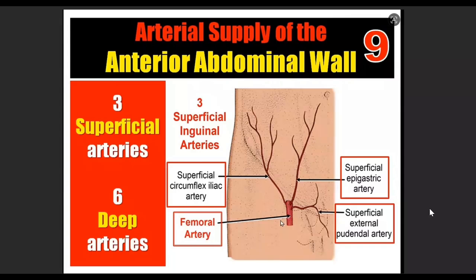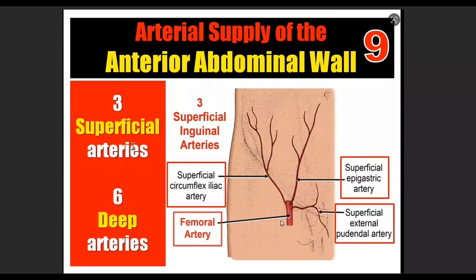So today our topic is the vascular supply of the anterolateral abdominal wall. First we are going to study the arterial supply of the anterior abdominal wall, and then we are going to study the venous drainage of the anterior abdominal wall. The anterior, or you can say anterolateral, abdominal wall is actually supplied by 3 superficial arteries and 6 deep arteries.